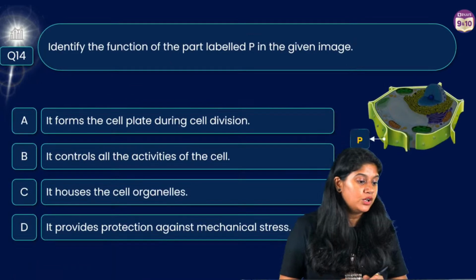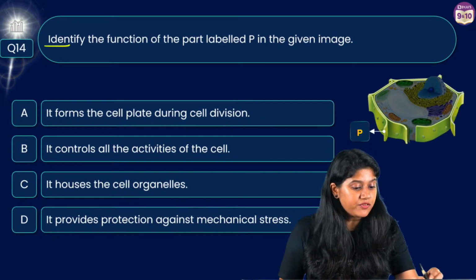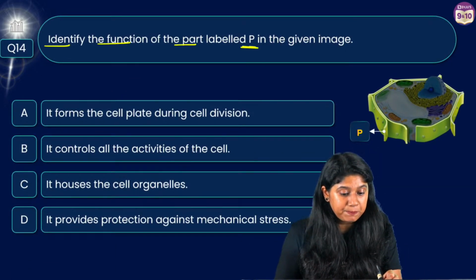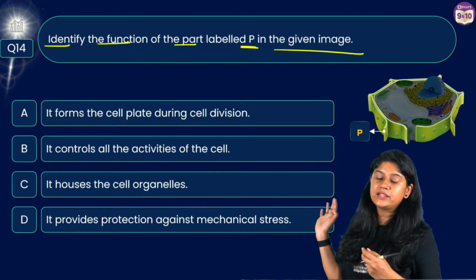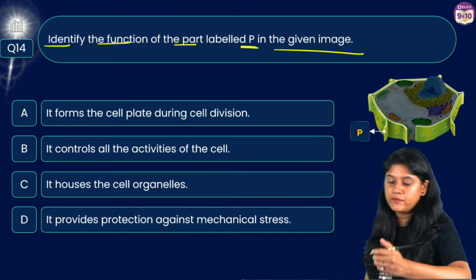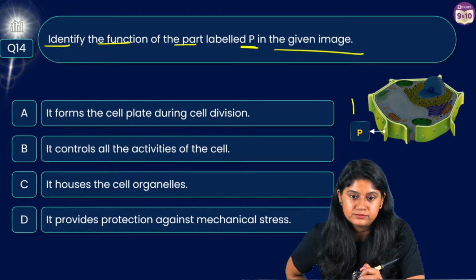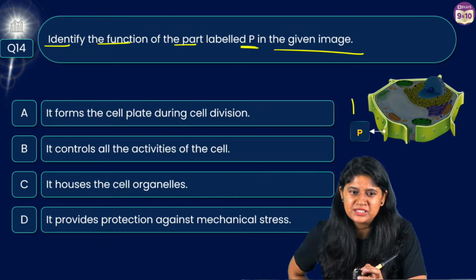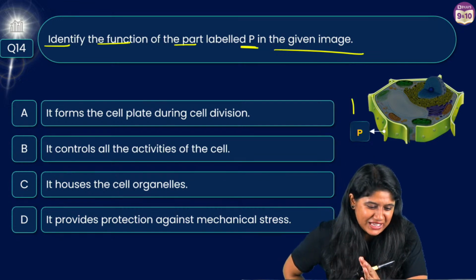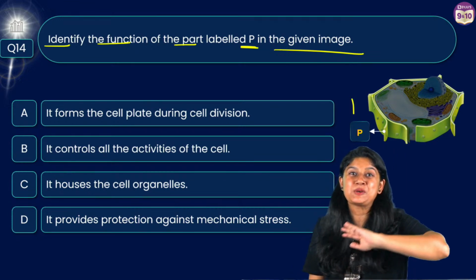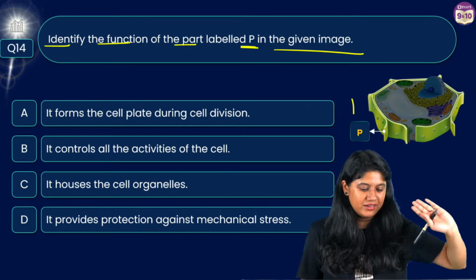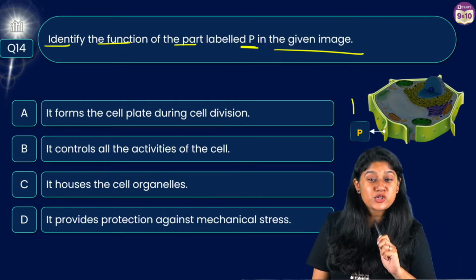Chaliye, here we go everyone. Question 14. Identify the function of a part labeled P in the given image. Do look at the image. We have P part. Can you see this? This is a cell wall. Oops. Sorry. I gave the answer. I was supposed to say it was a plant cell, but I gave the answer already. But yeah, still you have to find the options.